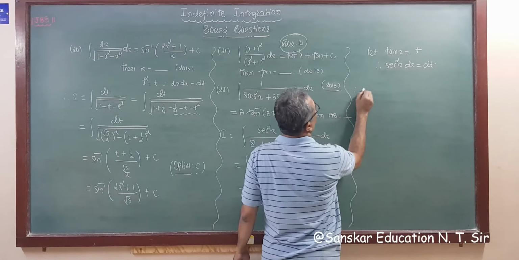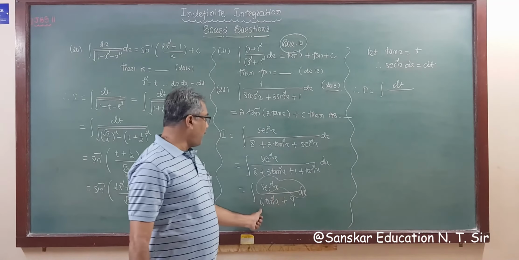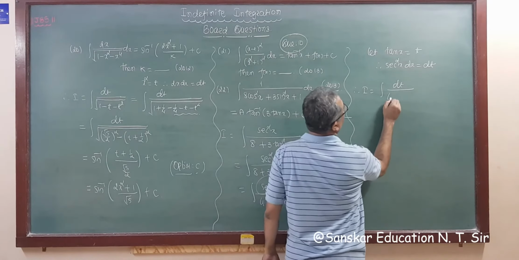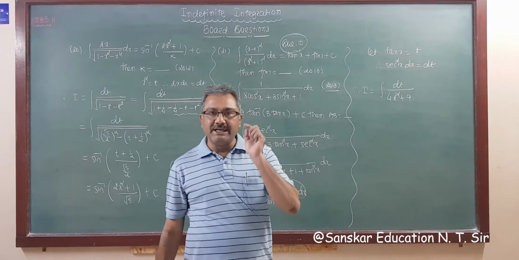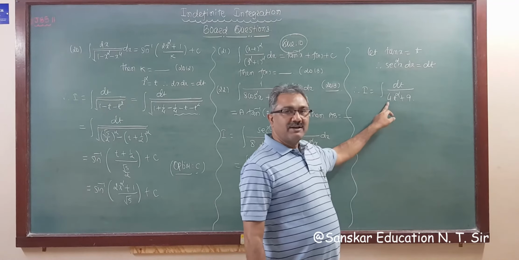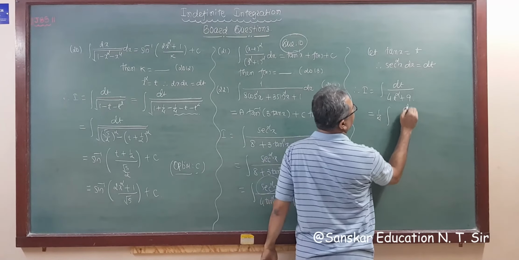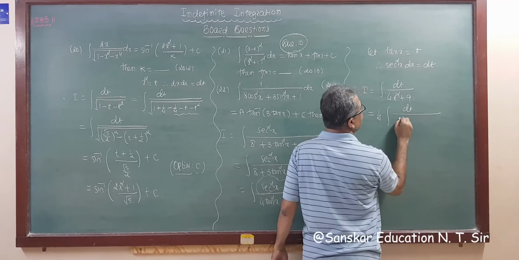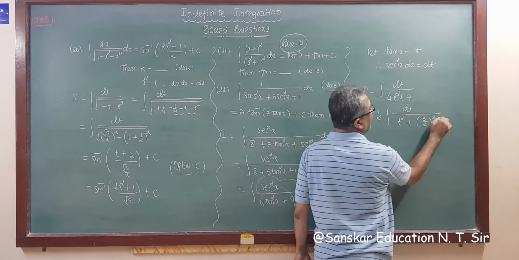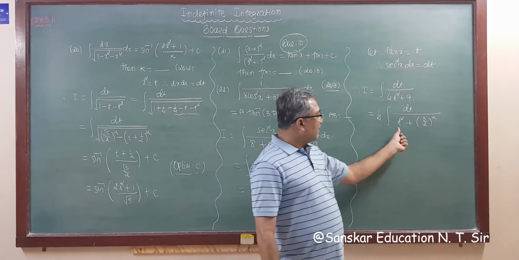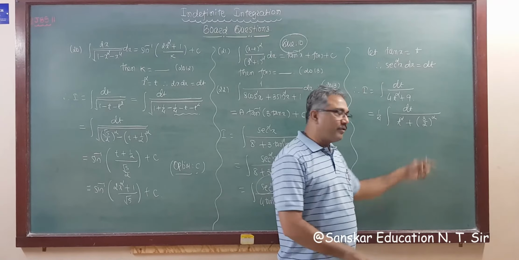So what is your I? I is equal to integration dt upon 4t square plus 9. And as you know, always we need the coefficient of perfect square as 1. So taking 4 common, this becomes 1 upon 4 integration dt upon t square plus 9 by 4, that is 3 by 2 whole square. So this is of the form 1 upon x square plus a square, that is 1 upon a tan inverse x by a, formula is applicable.